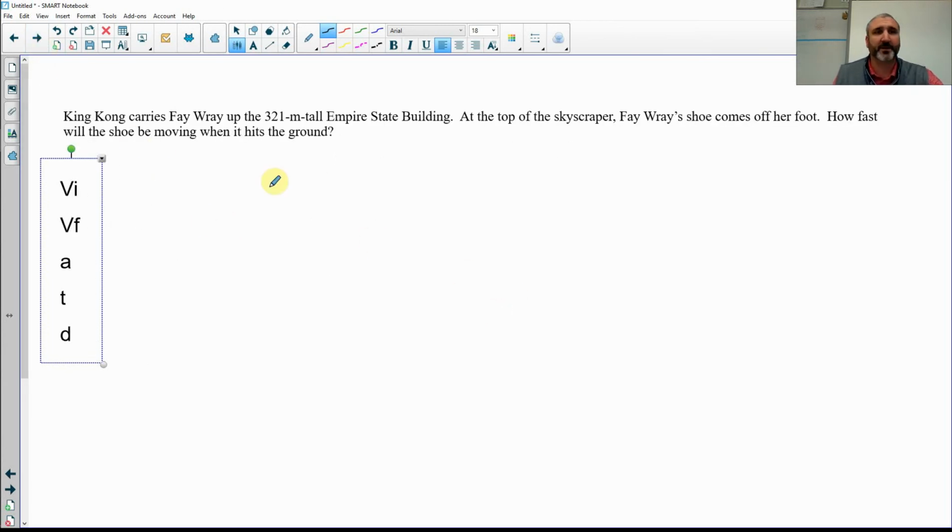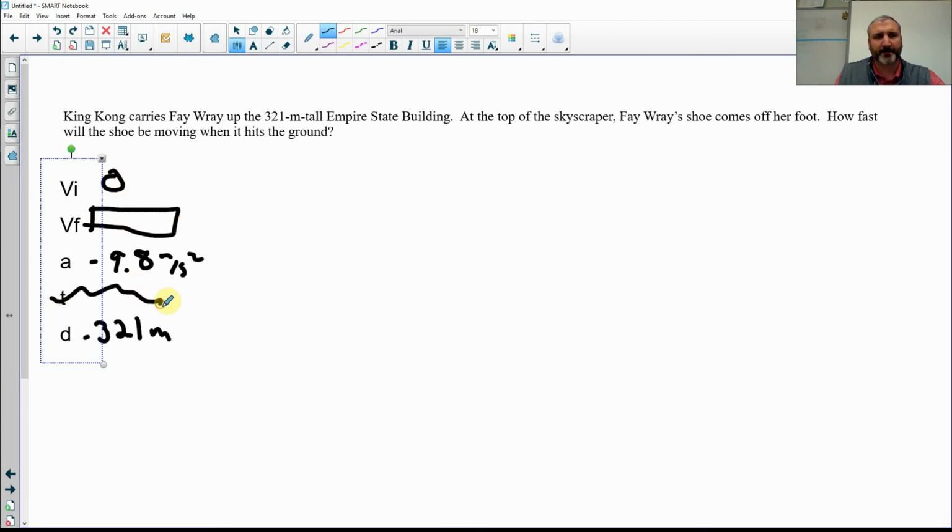Next one, King Kong carries Fay Wray up a 321 meter tall Empire State Building. At the top of the skyscraper, her shoe comes off her foot. How fast will the shoe be moving when it hits the ground? So now, something's falling, so the acceleration is negative 9.8. We are given the distance because the Empire State Building is 321 meters, so the displacement is negative 321 meters. And they only give us a VI of 0 because we know the shoe drops, but they don't tell us the VF, and that's what we're looking for.